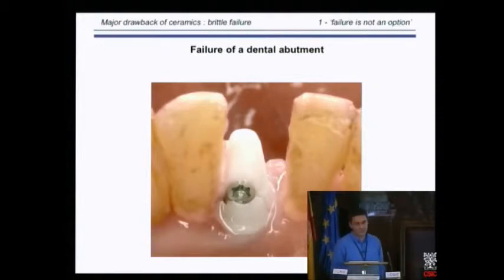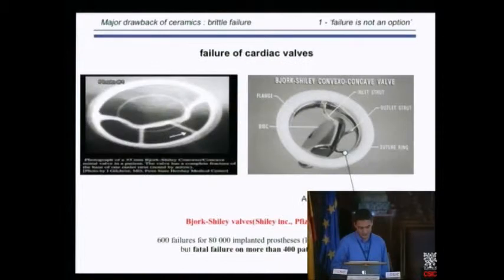So this was given by a dentist, a friend of mine. Here is an abutment, a zirconia abutment, and after trying to put this screw to fix the abutment, there was a failure of this abutment. So something happens sometimes in some occasions, and we do have some failures of implants in the body.